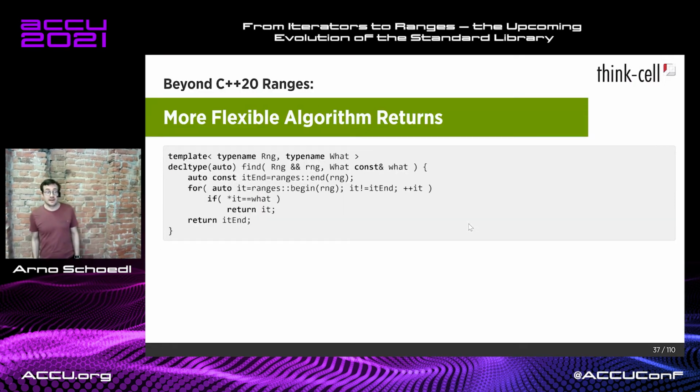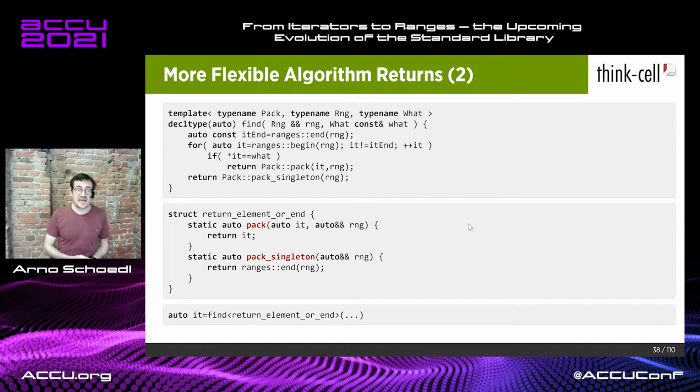There's another trick we can play. The find, of course, always does what the find does. It iterates through the range. If it finds it, it returns the iterator, and otherwise it returns end. For people who do C++, that may seem terribly natural, but maybe we can make that a little bit more flexible and easier to use. Now, let's say we have a customization point that tells us what to do when you found something and what to do when you didn't find anything.